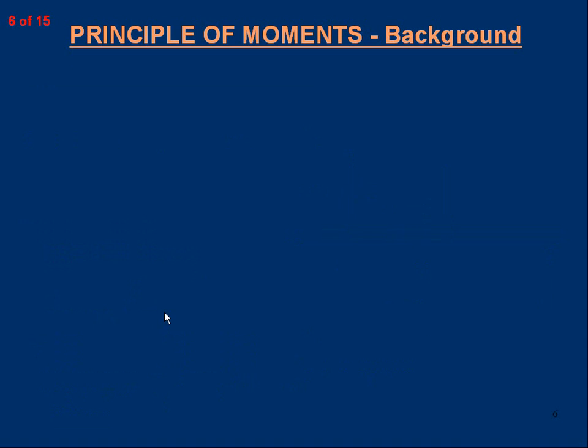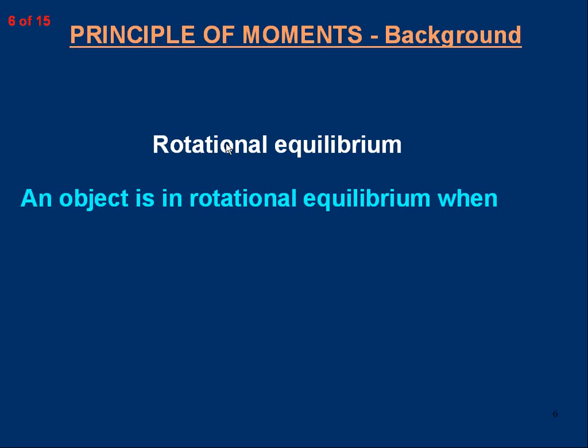And before we finally talk about the principle of moments, what do we mean by rotational equilibrium? Well, we're talking about static systems at the moment. And let me give you a definition. An object is in rotational equilibrium when it is not rotating, not turning, not tilting. Simple as that. If it's stationary, it's in rotational equilibrium.